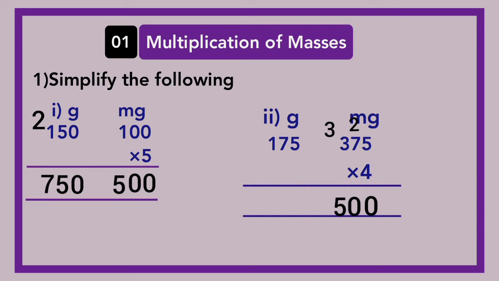So you can keep 5 here and take 1 to the gram side units place. 4 times 5 is 20 and 20 plus 1 is 21. So 1 below and 2 goes to the tens side. 4 times 7 is 28. 28 plus 2 is 30. So 0 comes down and 3 goes to the hundred side. 4 times 1 is 4. 4 plus 3 is 7.